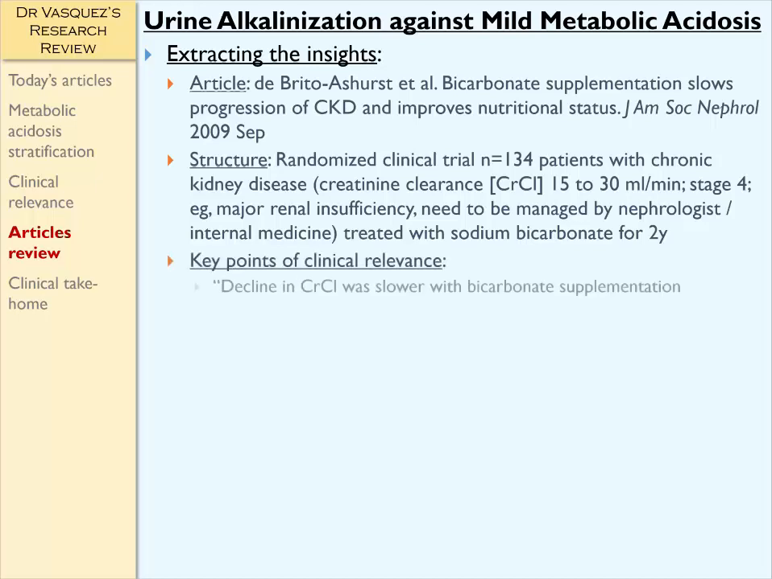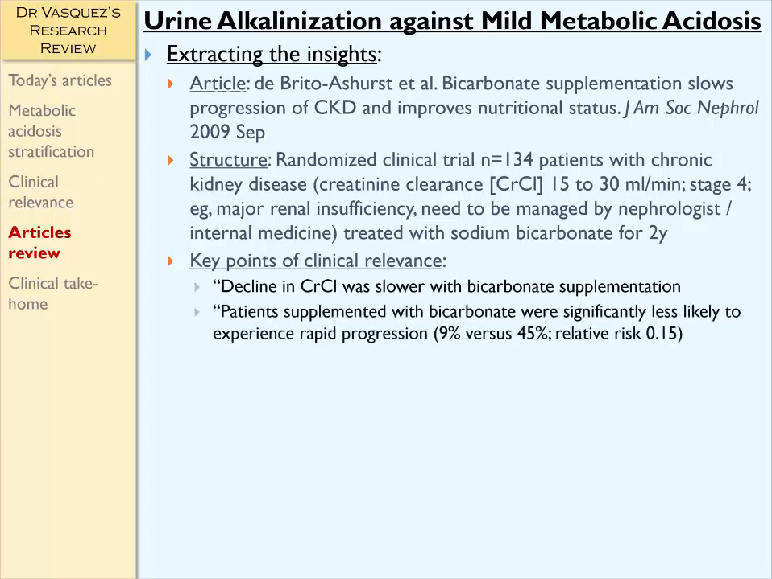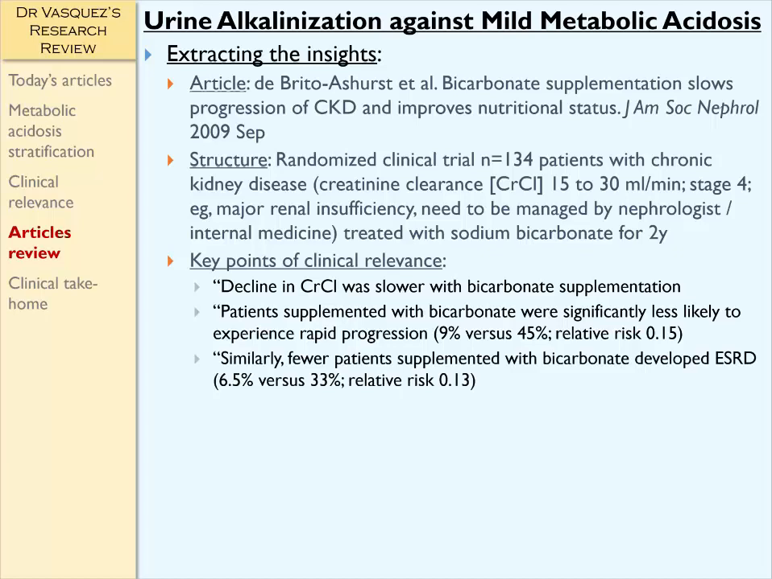Key points of clinical relevance here: the decline in creatinine clearance was slower with bicarbonate supplementation. So again, alkalinization is helping to preserve kidney function. Patients supplemented with bicarbonate were significantly less likely to experience rapid progression to end-stage renal disease. This was 9% in the bicarbonate group versus 45% in the untreated group. Again, here the authors state, similarly, fewer patients supplemented with bicarbonate developed end-stage renal disease, 6.5% versus 33%.